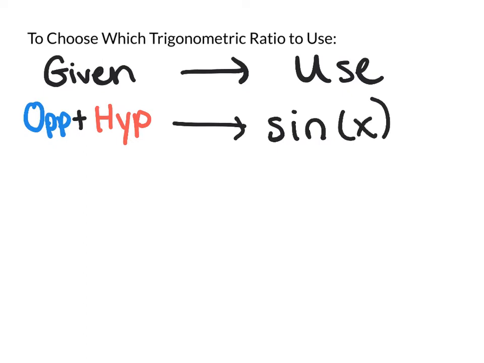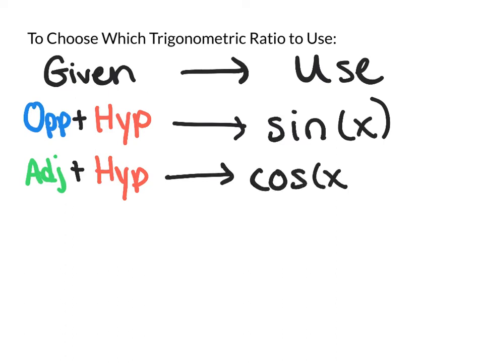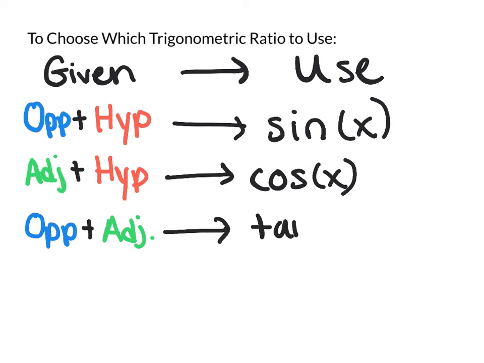If you are given the adjacent and the hypotenuse, you're going to use cosine of x. And if you're given the opposite and the adjacent, you're going to use tangent of x.